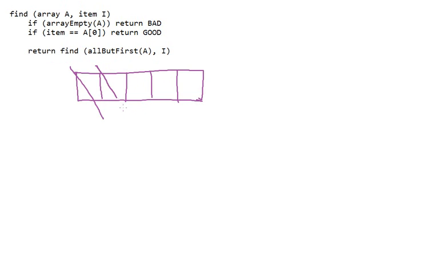If it doesn't find it in the first cell, we take that cell out. If it doesn't find it, so let's say we found it now. We return good. It's right here.